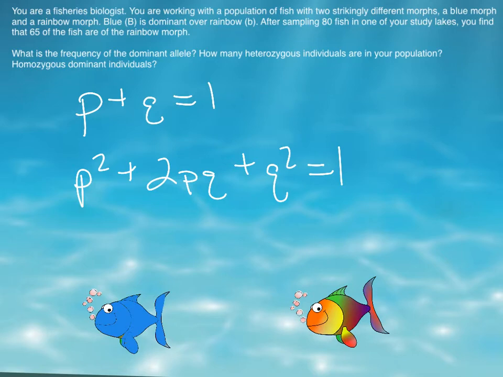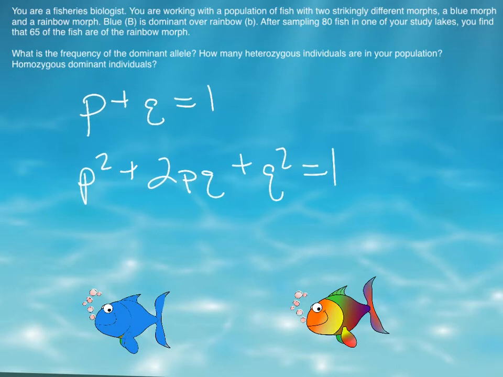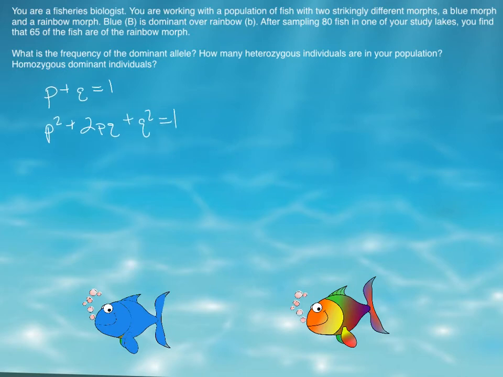So what do those two equations mean? What do they represent? Well, our top equation represents phenotype frequency, whereas our bottom equation represents genotype frequency. So we'll just keep these in the background here for later reference.